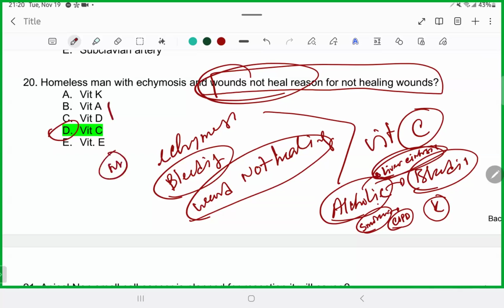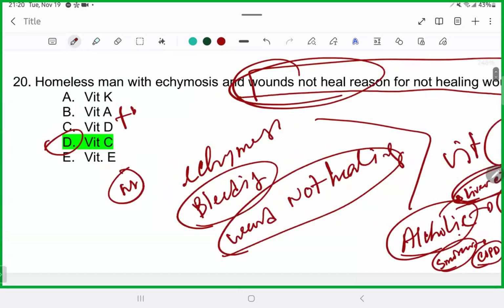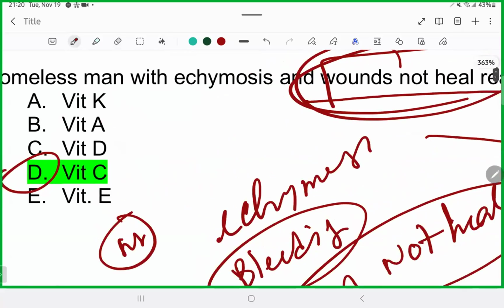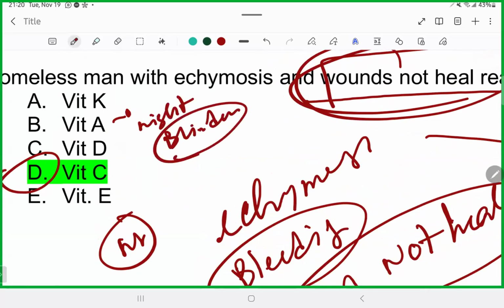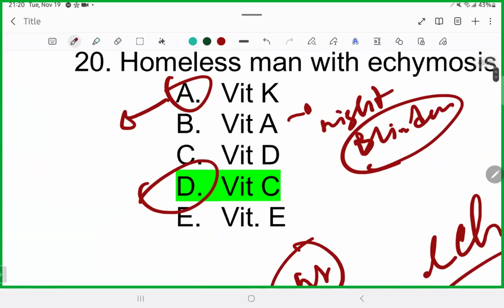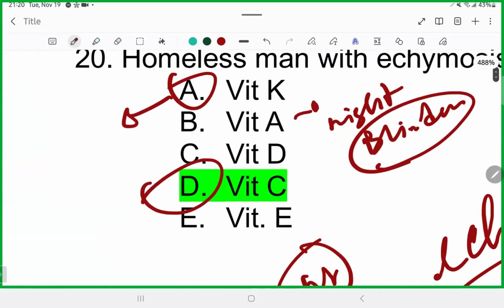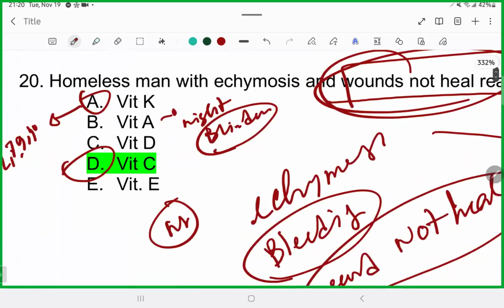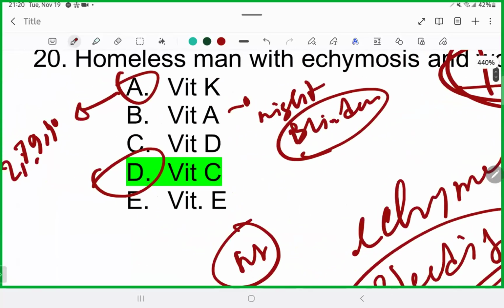Do you need other vitamins? No, just remember vitamin A, where we get night blindness. Other than that, not so important. They don't ask anything about it. For vitamin K, they ask about vitamin K dependent clotting factors: 2, 7, 9, 10. Very simple. And they ask about another thing, but not now.